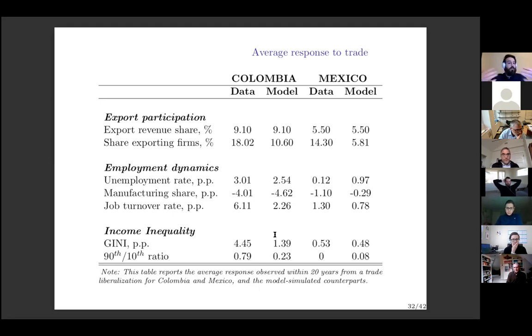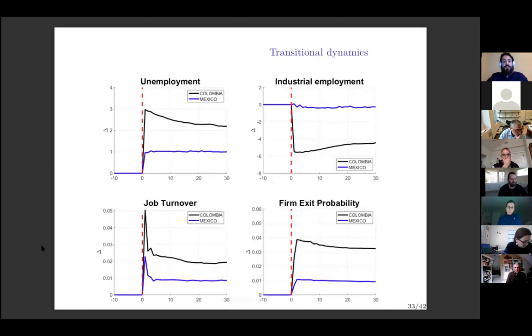Now, remember that this is a model with homogeneous workers. So all the heterogeneity comes from differences in productivity and differences in employment, which translates into differences in wages across workers. So despite not having heterogeneity in workers, the model can still account for changes in income inequality, in wage inequality, and income inequality. Looking at the entire transition, this is what the model generates.